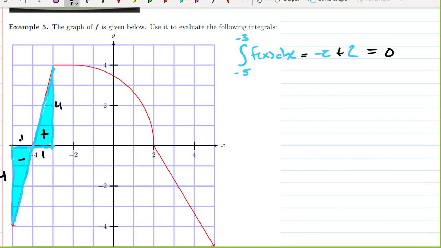All right, I'm pretty sure the next one is your u-try. So for your u-try, I would like you to find the value of the integral from 2 to 5 of f of x dx.